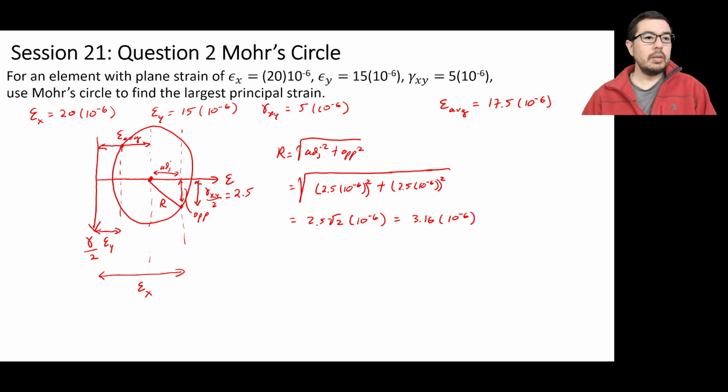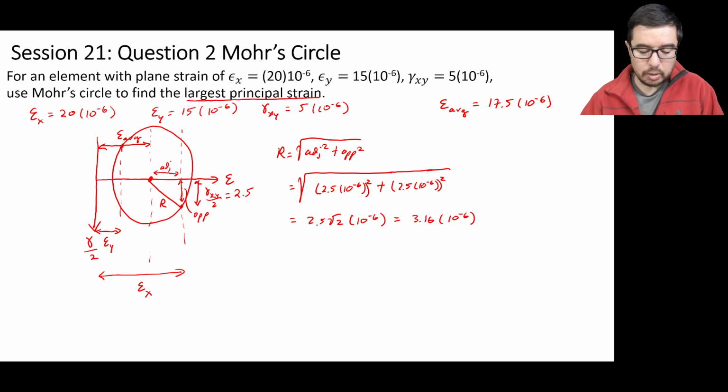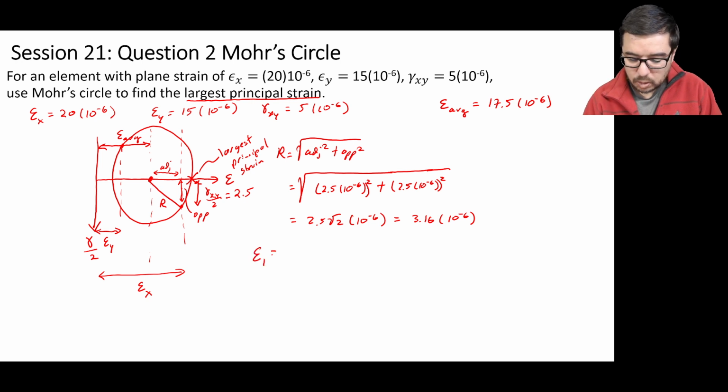So we've calculated out the radius, and if we need to figure out the largest principal strain, as indicated here, then what are we going to do? We say, oh, well, that will be the average, the center, plus r, because this is where the largest principal strain will be. So the largest principal strain will be the epsilon average plus r.